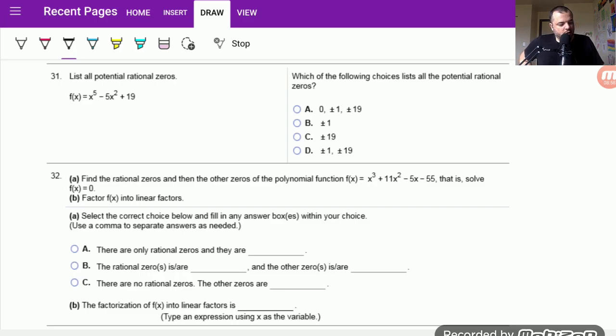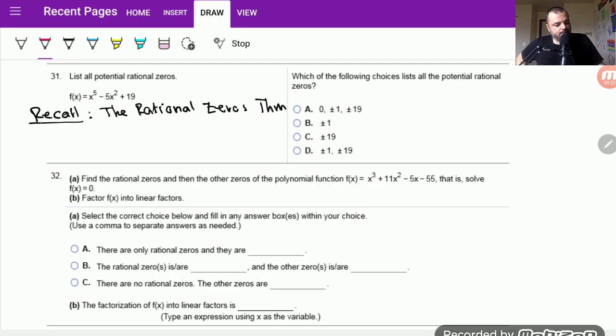31. List all potential rational zeros. Before we do this, let's recall the rational zeros theorem.